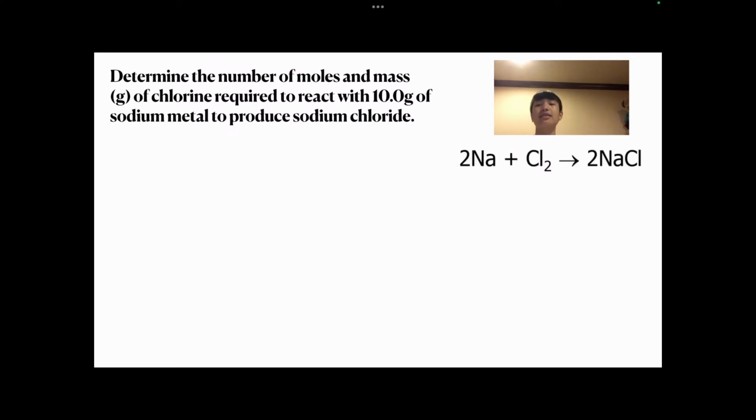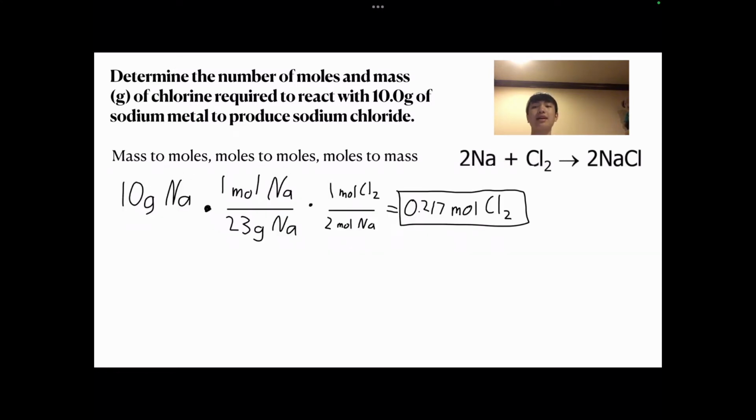The next thing you need to do is divide the 10 grams of sodium by 23, which is the molar mass of sodium, and then multiply by 1/2 to find the moles of chlorine. Like that mole highway said, mass to moles, moles to moles. So there's that calculation down below, and you should get 0.217 moles of chlorine.